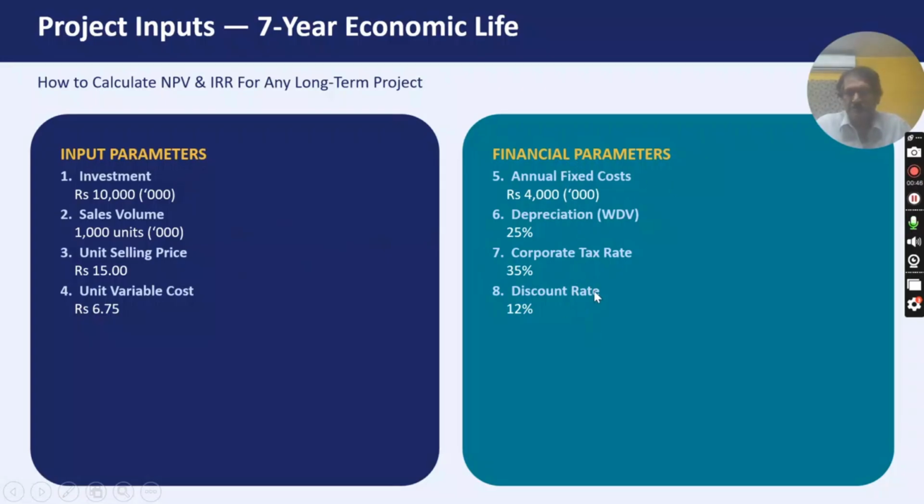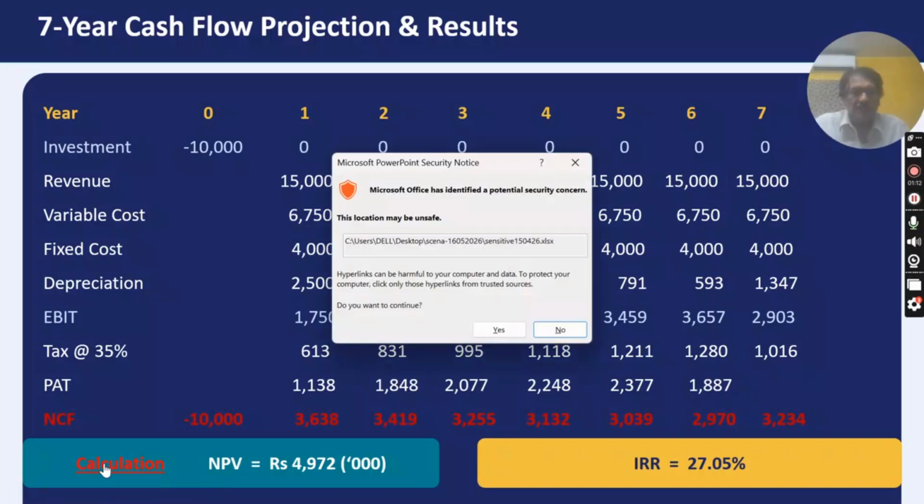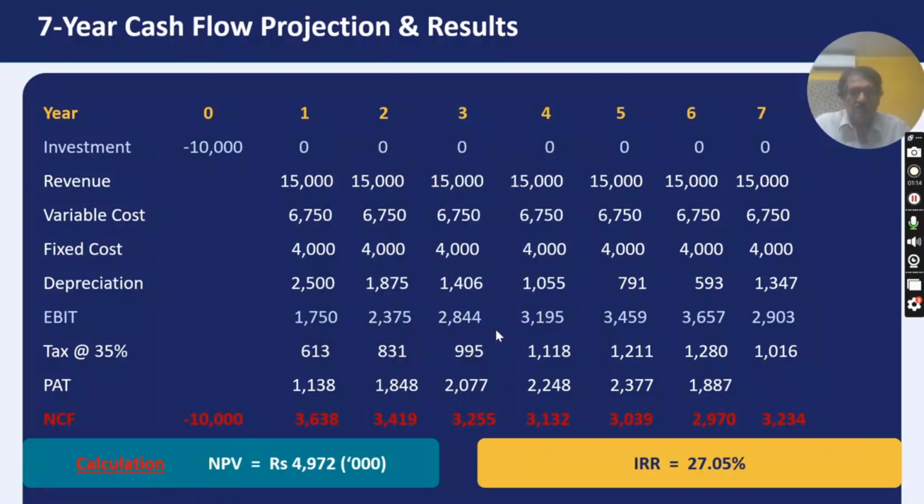Financial parameters are this and the input parameters. That's the investment amount, sales volume, unit variable cost. All these are given. Corporate tax, depreciation. Next, this is the analysis for finding the net present value. To look at the detailed calculation, see the Excel sheet, how the calculation is done.